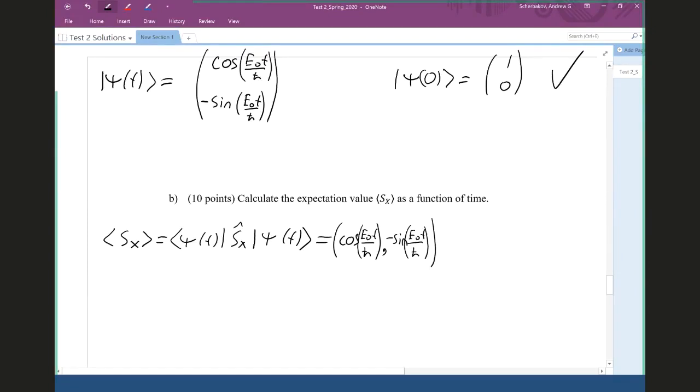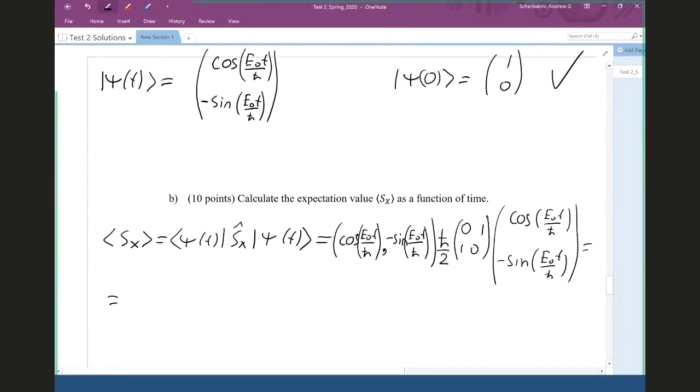What is Sx? This is h bar over 2 times the matrix (0, 1; 1, 0). This is sigma x, by the way, with h bar over 2. And multiply by the ket: cosine E naught t over h bar, negative sine E naught t over h bar. All right, let's multiply this matrix by the ket, and I will keep h bar over 2 outside first. Let's not touch the bra yet.